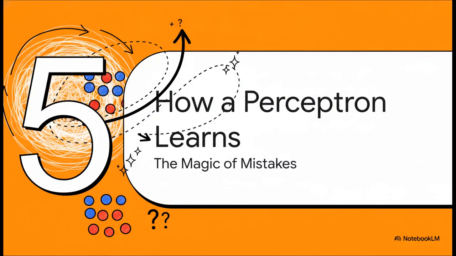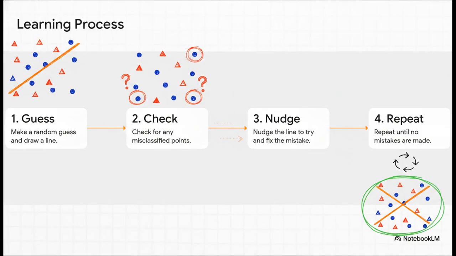But that leaves one last really important question. We know a perceptron draws a line, but how in the world does it find the right line to begin with? This is where the real magic happens. It learns from its mistakes. The whole process is actually kind of beautiful. First, it just makes a totally random guess. It draws a line anywhere. Second, it checks its work. It asks, are there any red triangles on the blue side of my line? Any blue dots on the red side? Third, if it finds a mistake, it just nudges the line a little bit to try and fix it. And finally, it just does that over and over and over again until it lands on a line that perfectly separates everything.